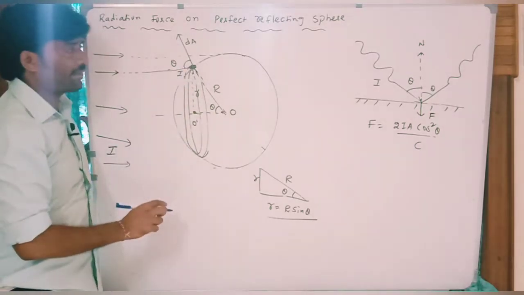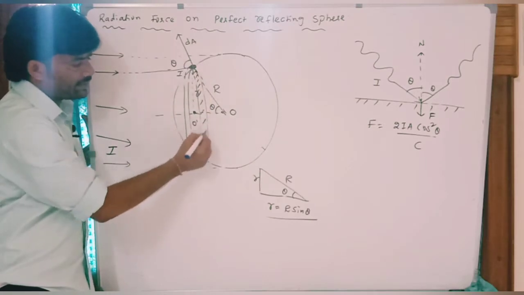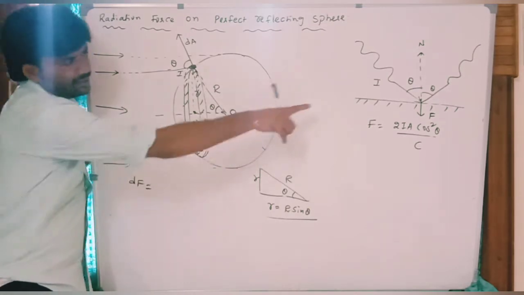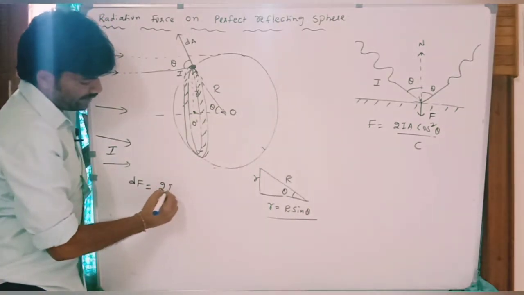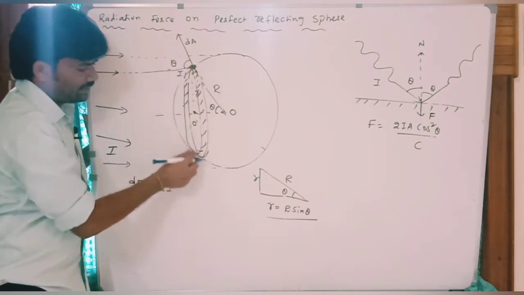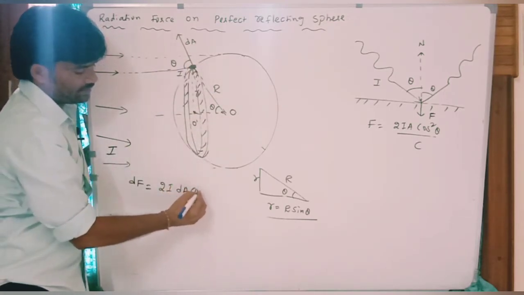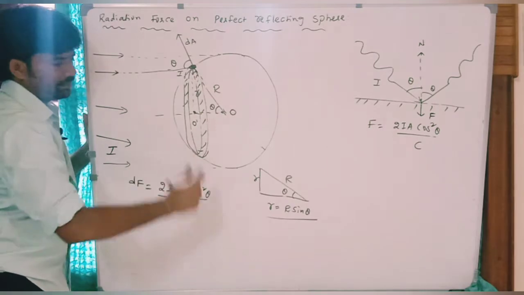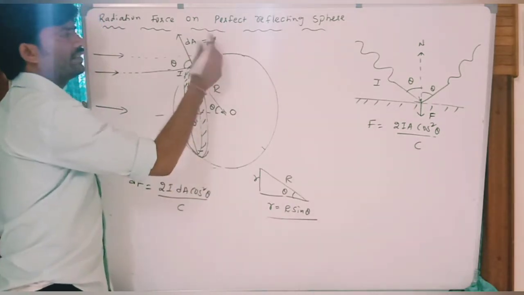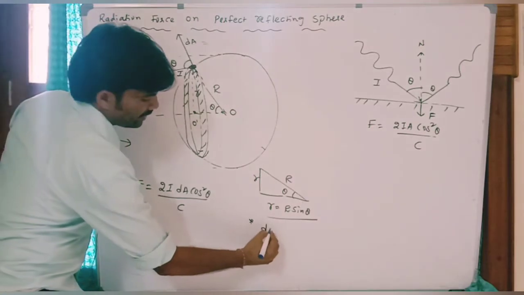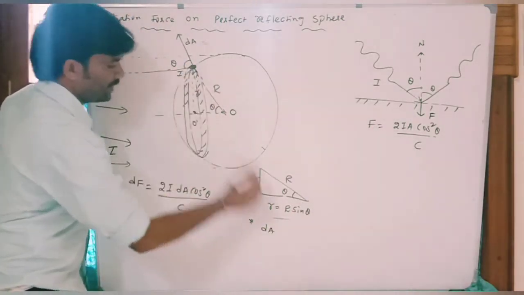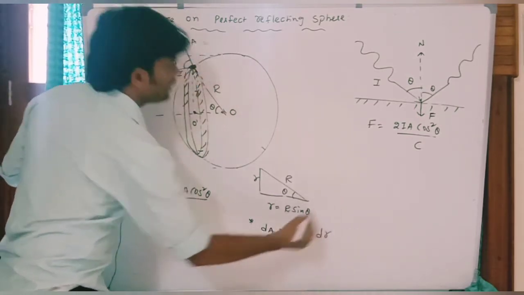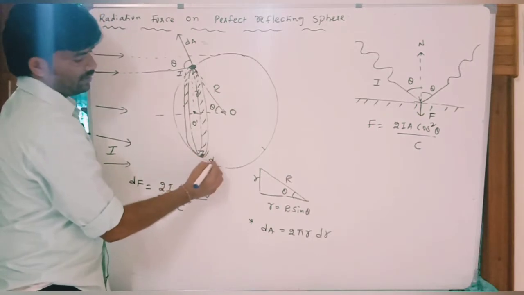Clear? Now the force experienced by this part of the strip, I will write first dF is equal to, based on that formula, 2I dA cos square theta by C, where dA means the area of this strip. What is dA? The strip area you can write as dA equal to its length 2 pi r into thickness dr. Let us say the thickness of this strip is dr.